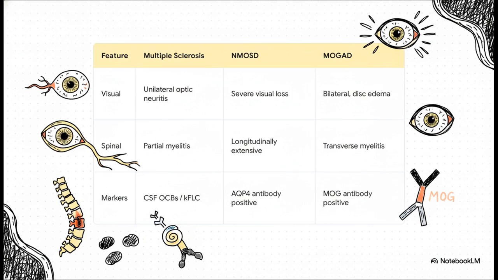But hey, do not forget the non-inflammatory mimics. You've got to rule out B12 deficiency. Keep an eye out for macrocytic anemia and subacute combined degeneration. Check a cervical MRI to exclude spondylotic myelopathy, and always keep post-infectious ADM in the back of your mind.